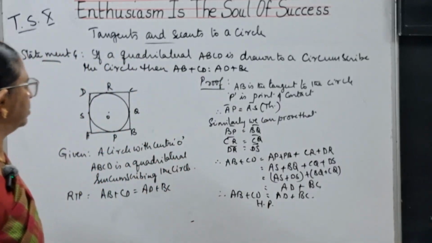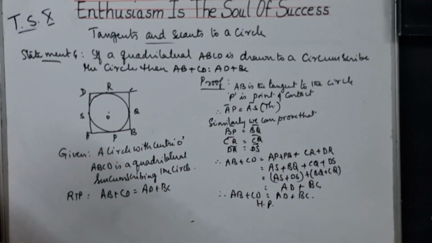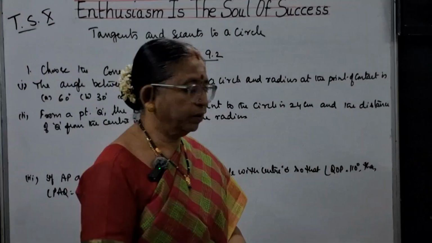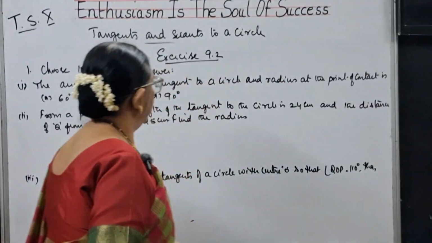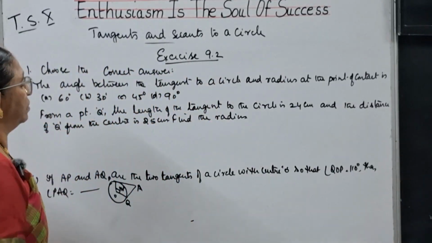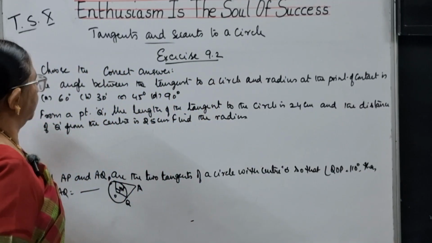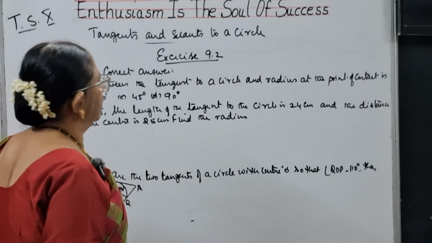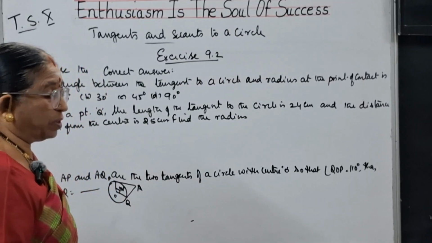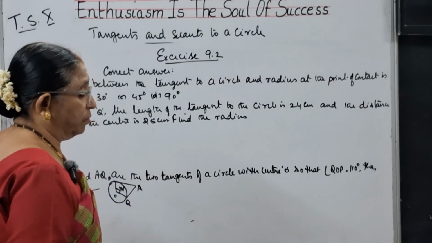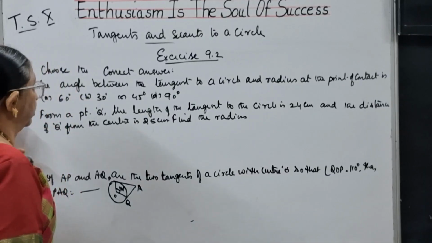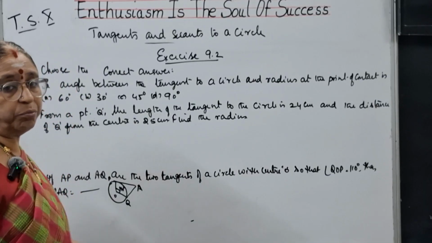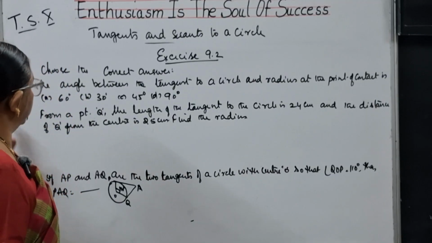Children, I have seen this many times in the exam. Now the next exercise, children. Exercise 9.2. In this, the first one is choose the correct answer. Even though it is a choose the correct answer, for the sums we need to do them, and they are important also. That is why I am doing them here.